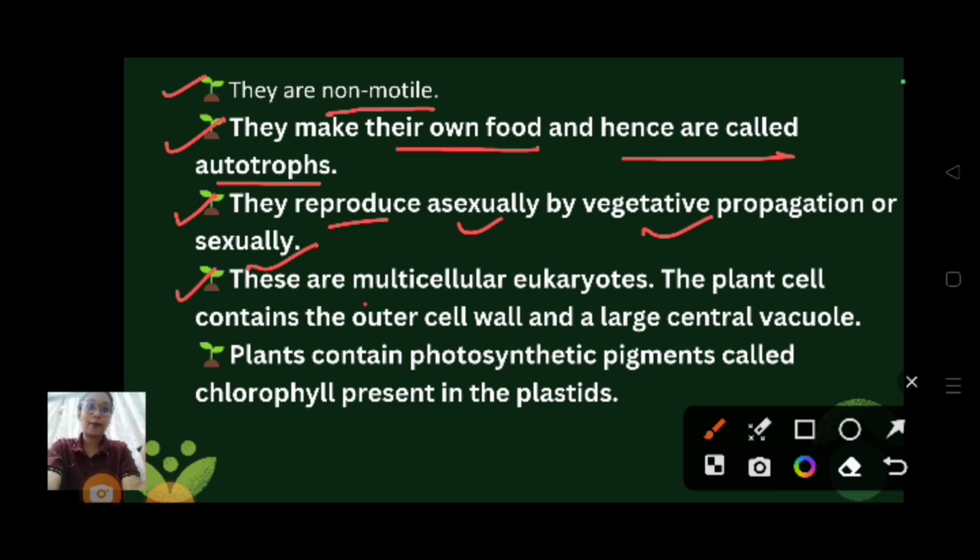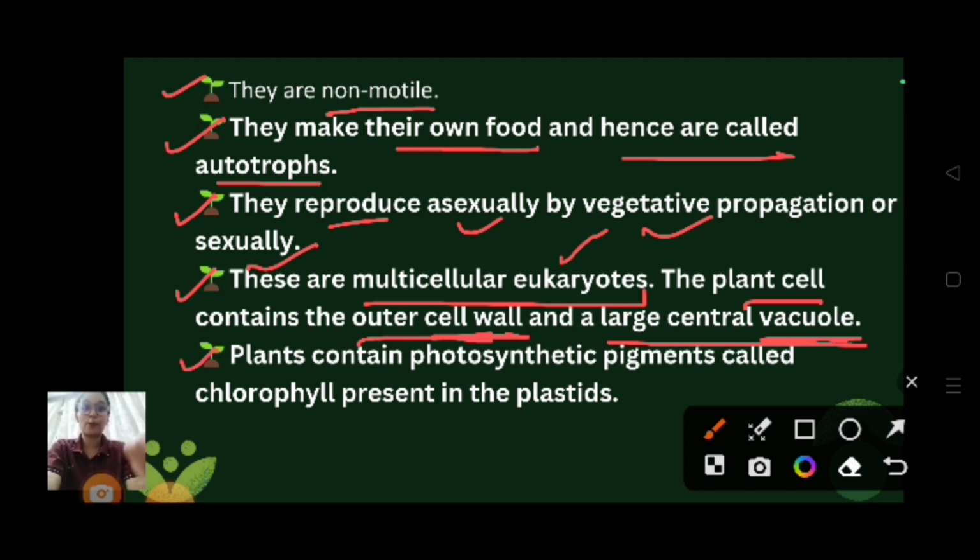It is saying they are multicellular eukaryotes, means they are composed of multiple cells. They are multiple cell organisms. And eukaryotes means they are having a well-defined nucleus with membrane-bound cell organelles. You know what is eukaryotes? So they are having a nucleus also and well-defined cell organelles also. The plant cell contains the outer cell wall. They are having an outermost cell wall, which is generally composed of cellulose, and they are having a larger central vacuole. Getting my point?